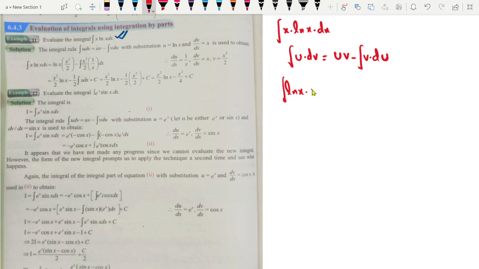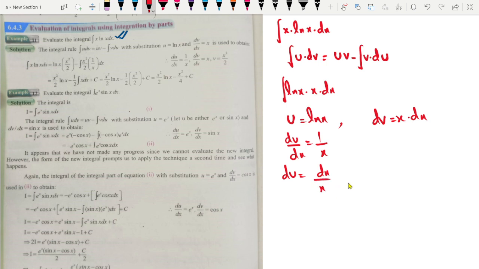So rearranging this one, natural log of x dx. So u is equal to natural log of x, and dv is equal to x dx. So du divided by dx is equal to 1 over x, and du is equal to dx divided by x, and the integral of this one will become x square divided by 2, so v is equal to x square divided by 2.